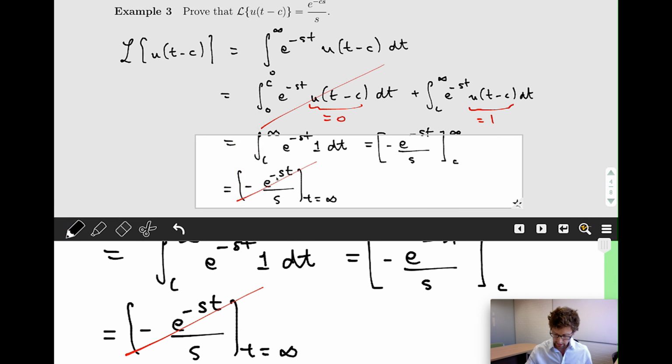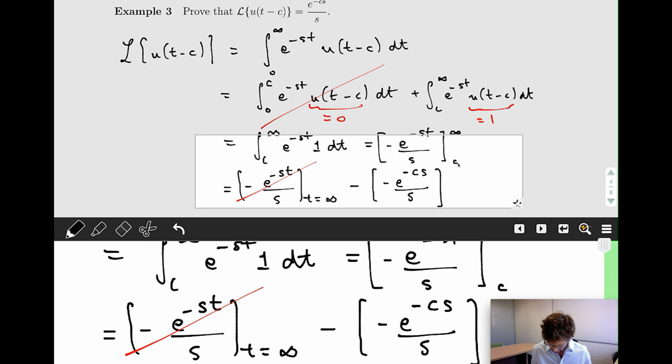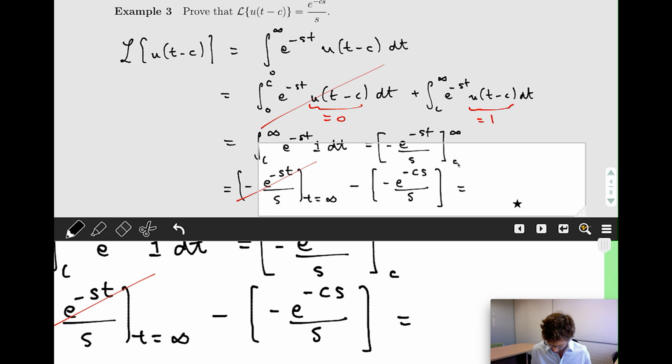On the other hand, I've got this piece here, the lower limit of integration, so I'm going to get minus of minus e to the minus c times s all over s. So that gives me e to the minus cs over s.